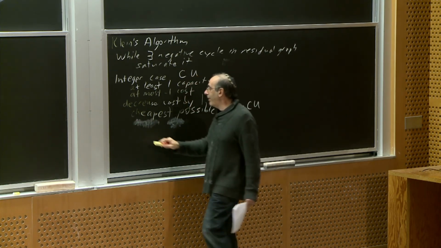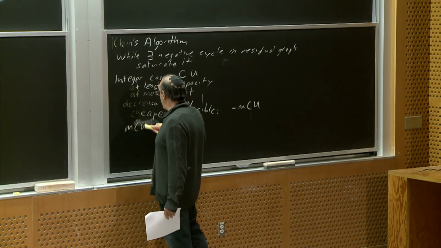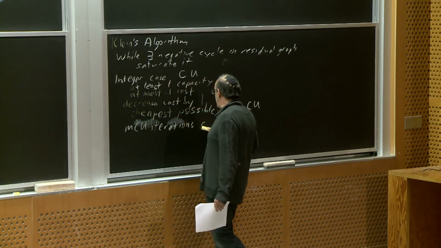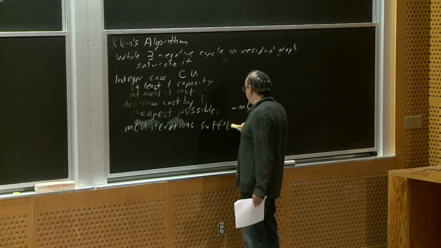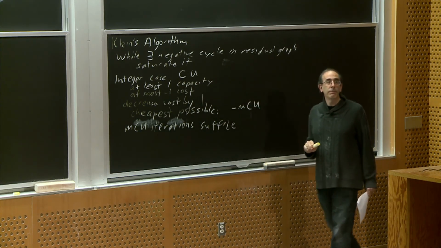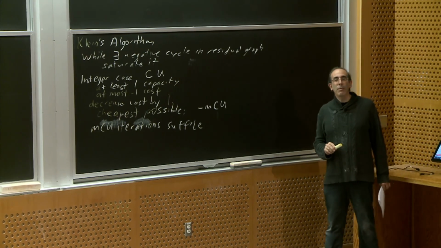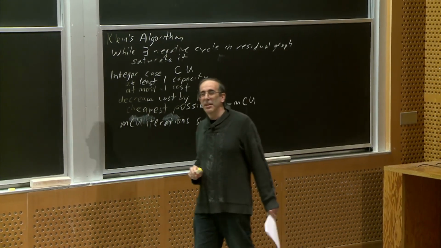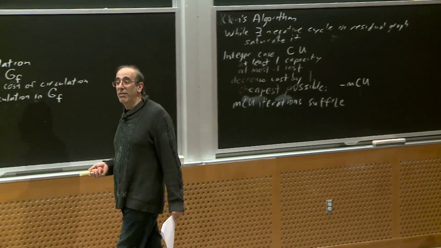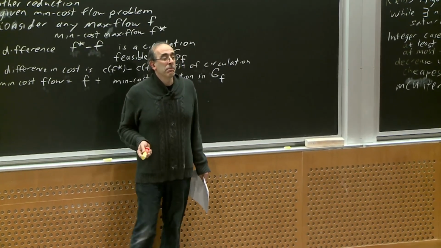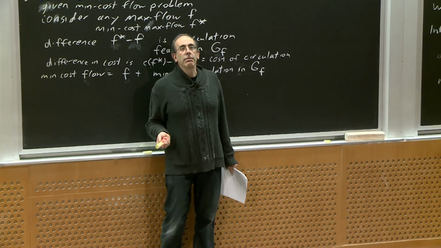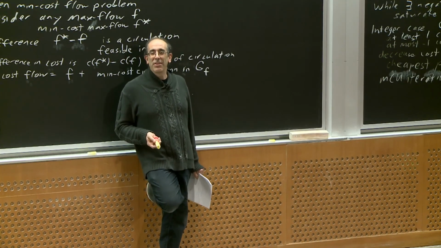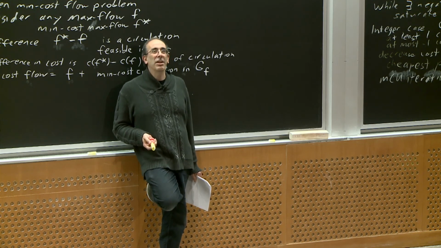And that means that MCU iterations suffice to find the min-cost flow. Now, what does an iteration mean? What do you have to do in an iteration? Well, you have to check if there's a negative cost cycle. How can you do that? We haven't really talked about cycle detection algorithms. How do you decide if there's a negative cost cycle in a network?